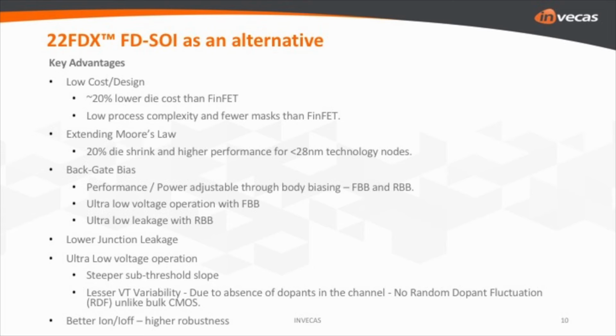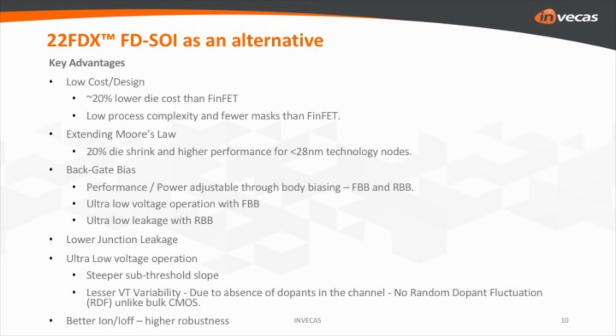The key advantages being low cost, 20% lower die cost than FinFET, low process complexity, and fewer masks than the FinFET technology. Even extending Moore's law to it, there is a 20% die shrink and higher performance for 28 nanometer and below technology nodes. The main feature of backgate biasing helps performance and gives us adjustable power through body biasing, which is a forward body bias and reverse body bias.